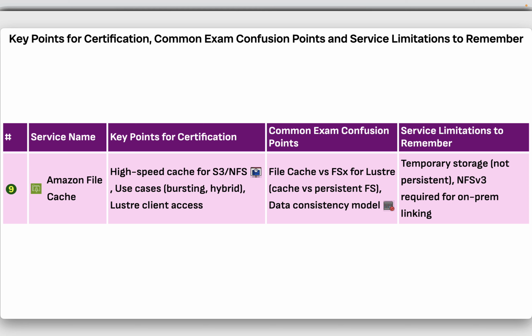Confusion: File Cache versus FSx for Lustre. So this is cache and FSx is persistent file system. So this is the main difference. And data consistency model. Limitations: temporary storage, not persistent. NFS v3 required for on-premises linking.